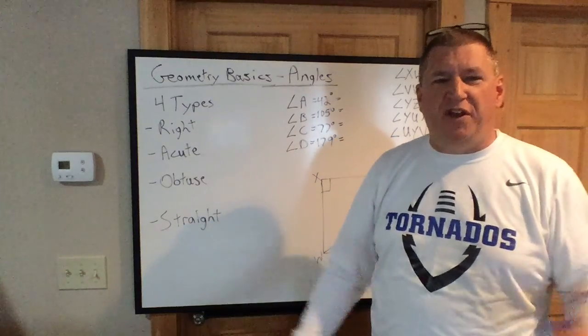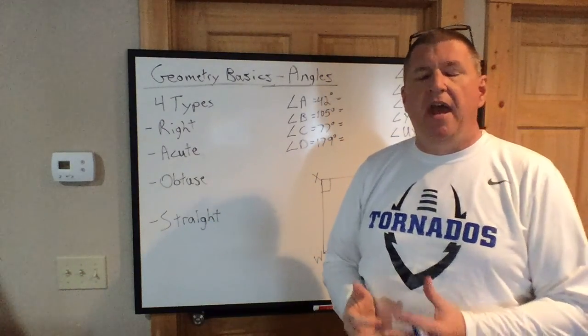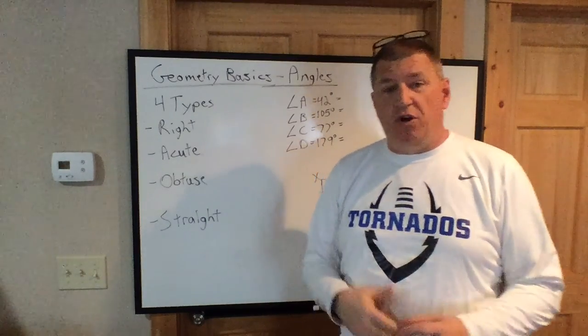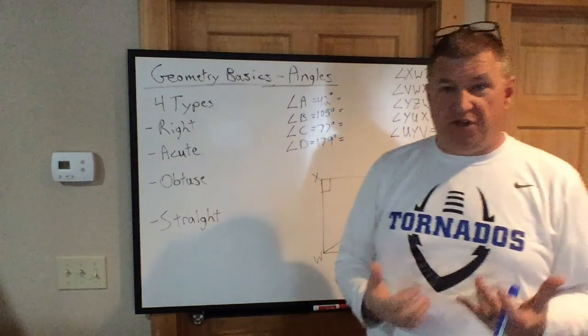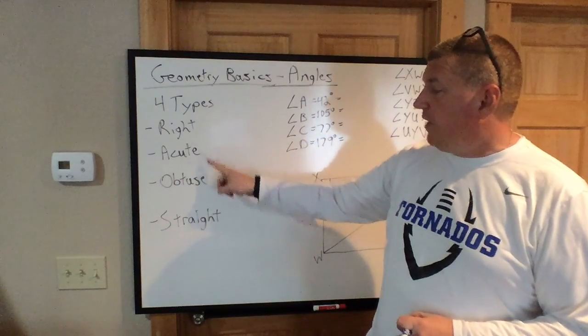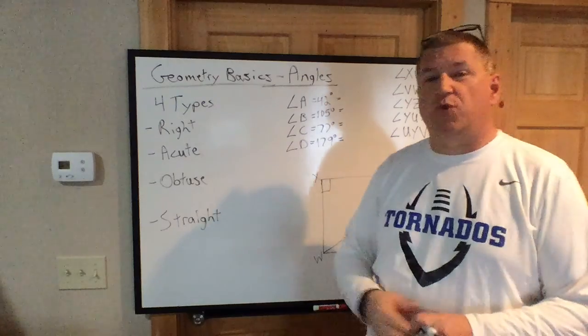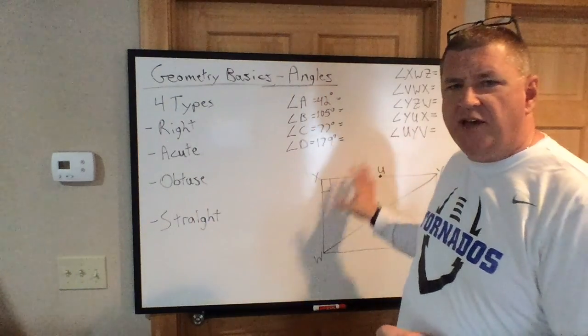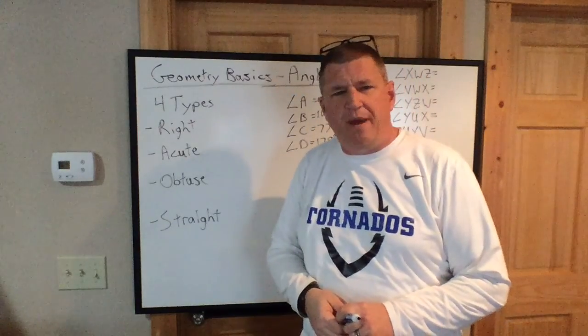Okay, in this video, we're going to talk about geometry basics and we're going to talk about angles. We're going to talk about the classifications of angles. Now, there are four different types of angles that we will deal with typically in geometry: the right angle, the acute angle, the obtuse angle, and the straight angle. And we're going to talk about their definitions, and then we'll talk about the applications of them in the types of questions that you may be asked.